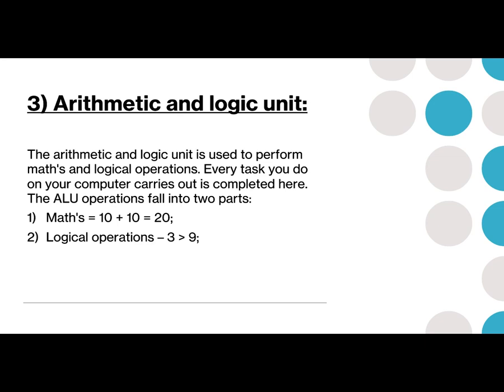Arithmetic and logic unit. The arithmetic and logic unit is used to perform maths and logical operations. Every task you carry out on the computer is completed here. The ALU operations fall into two parts: maths, which is 10 plus 10 equals 20. That's what the computer does, it calculates all the mathematics. It also does the logical operations. So if 3 is larger than 9, then do something else.